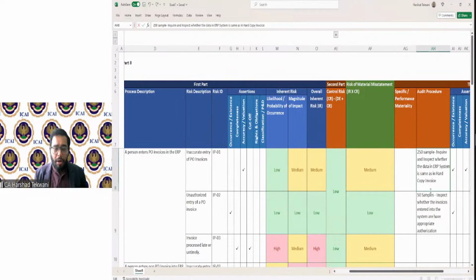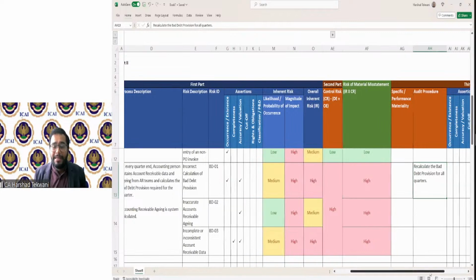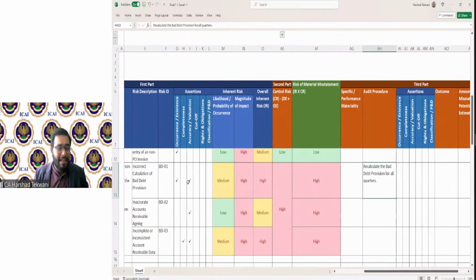Inquire and inspect whether the data in the ERP system is the same as in the hard copy invoice. So I may inquire, inspect, and recalculate. I will perform some activities so that I can get some audit evidence. And when I recalculate, I may get comfort on accuracy, completeness, even classification and presentation and disclosure, because it will impact your presentation and disclosure.